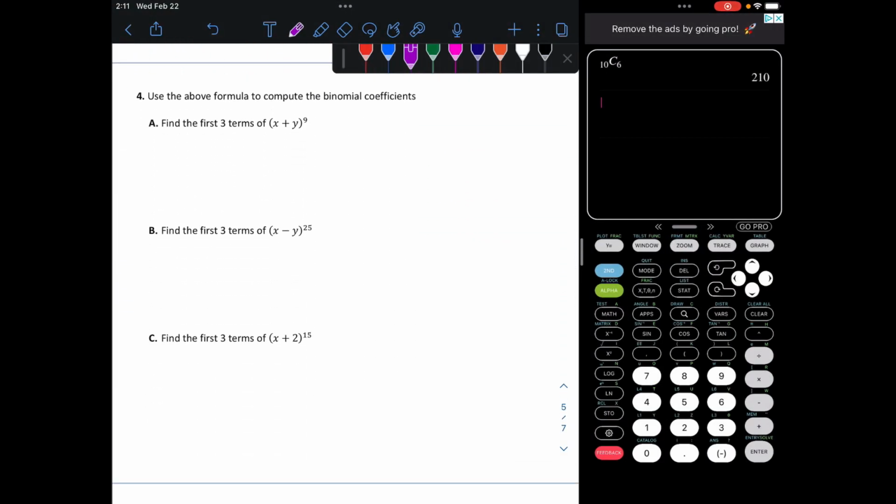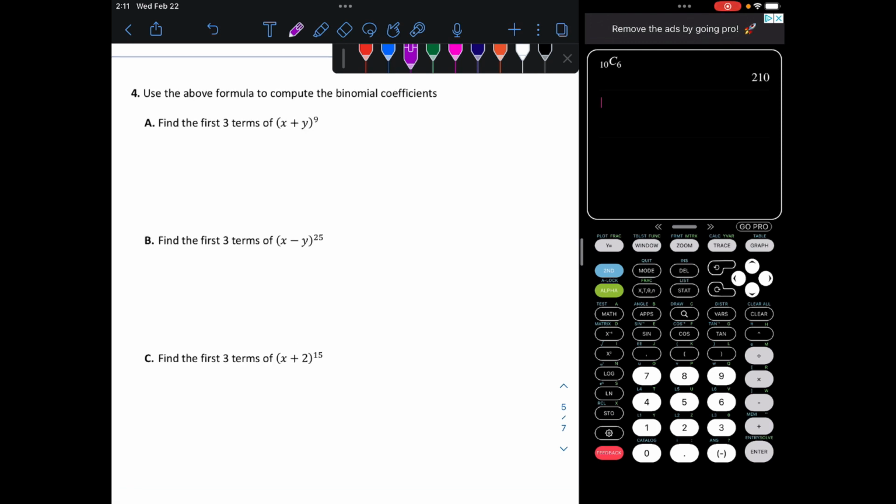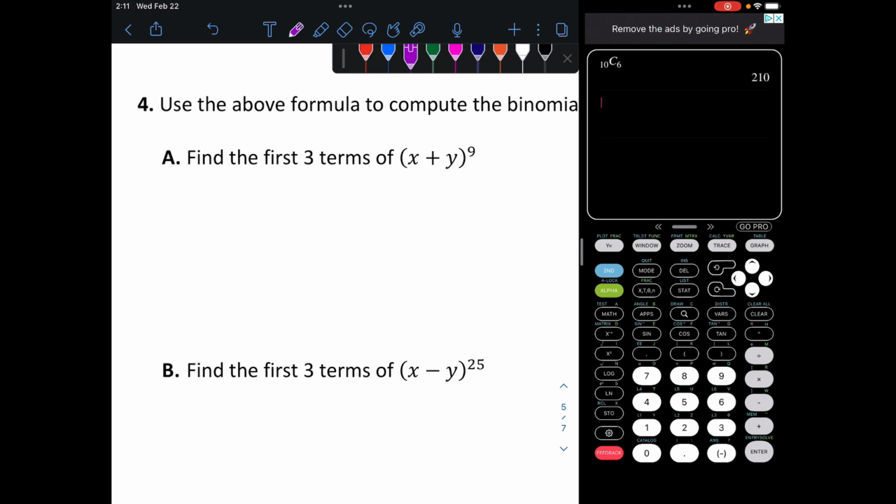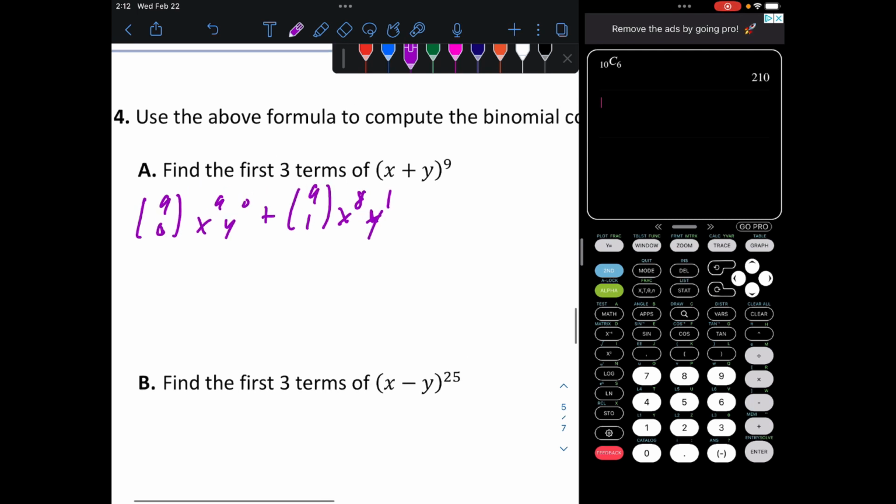So number 4 says, use the above formula to compute the binomial coefficients. Find the first 3 terms of x plus y to the 9th. All right, so that's going to be 9 choose 0, x to the 9th, y to the 0, plus 9 choose 1, x to the 8th, y to the 1st, plus 9 choose 2, x to the 7th, y to the 2nd. Notice how these numbers are always matching.